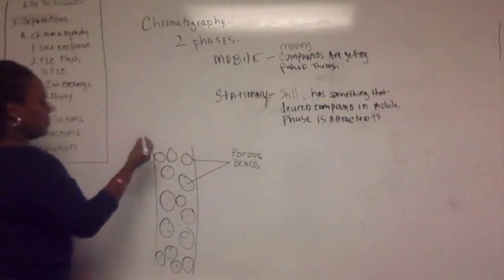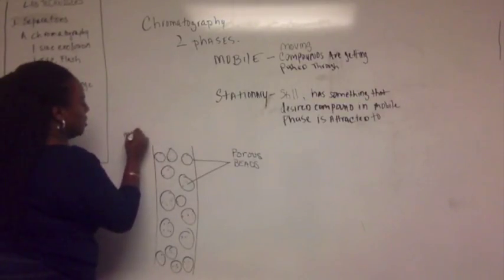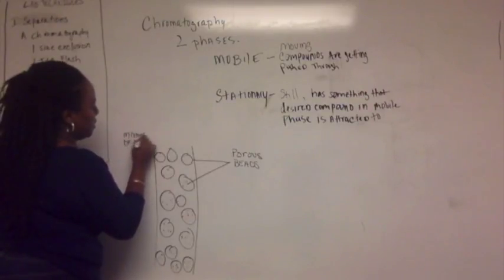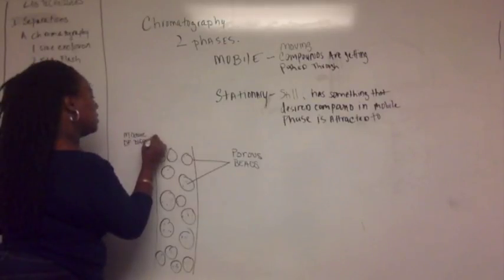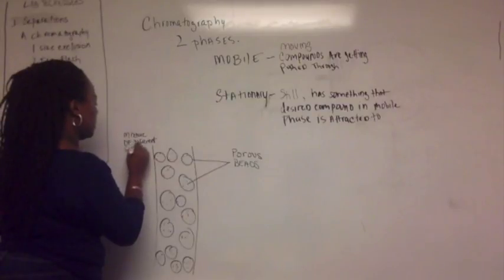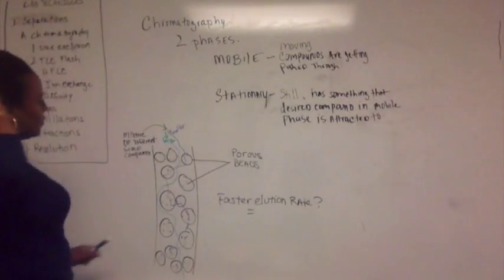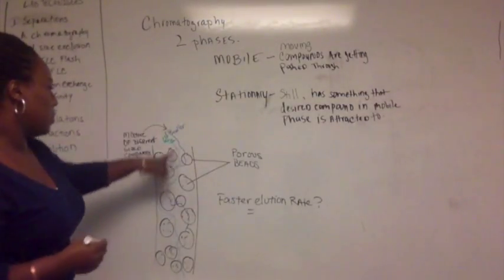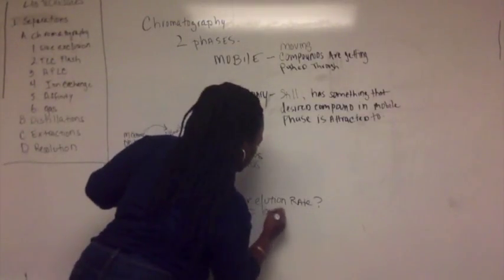However, if you take a mixture of different sized compounds, you get a faster elution rate. The one that's going to travel through faster is a larger one.